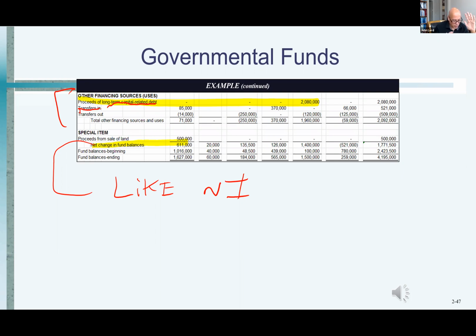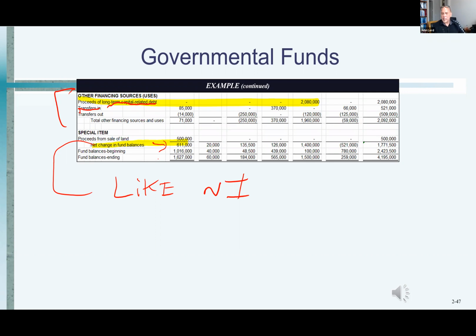Sometimes we might want to call out a special item. I'm not going to get too much into that at this point. Okay, but we have the net change in fund balance, which is called change in fund balance, but it's like net income. Then, just like you do in a commercial version, you have your beginning balance for your retained earnings plus your net income minus your dividend, ending balance.